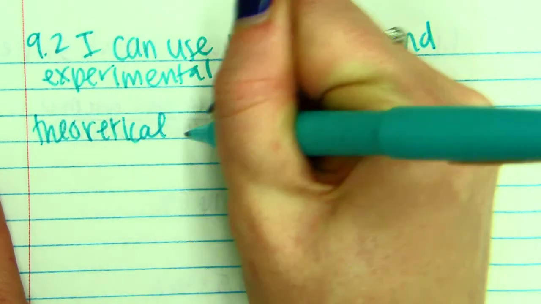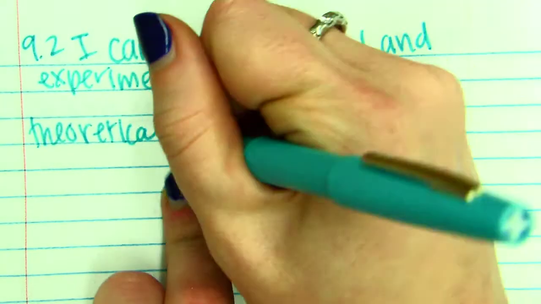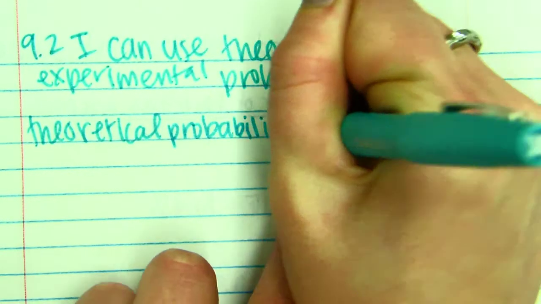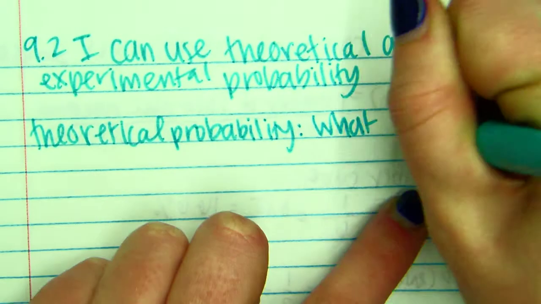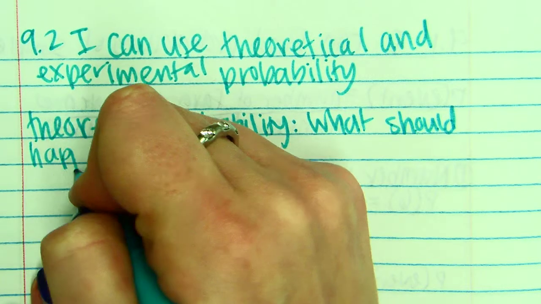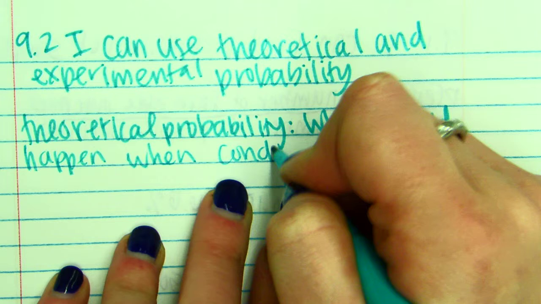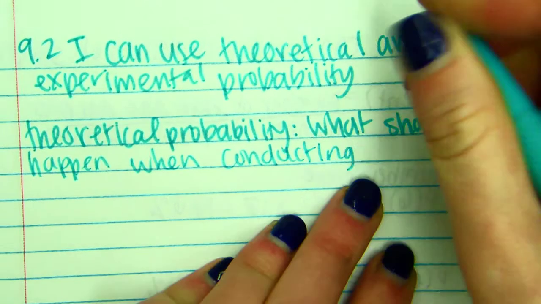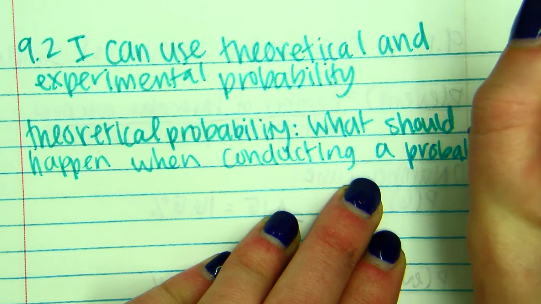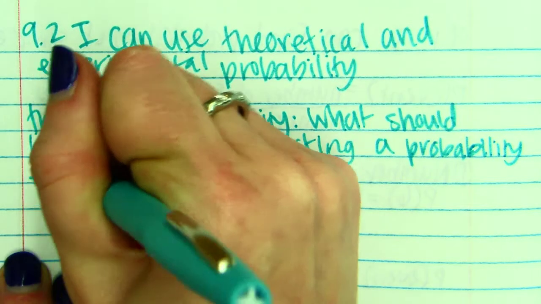Theoretical probability is what should happen when conducting a probability experiment.